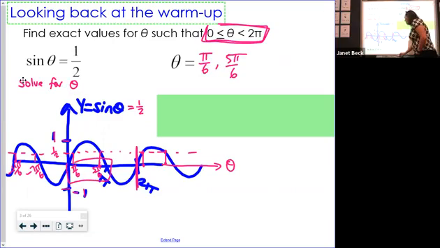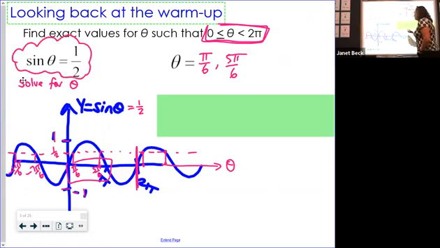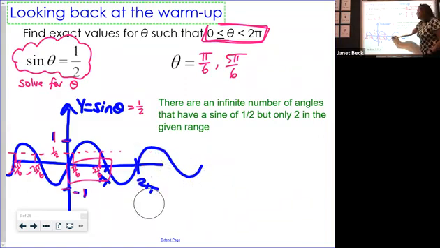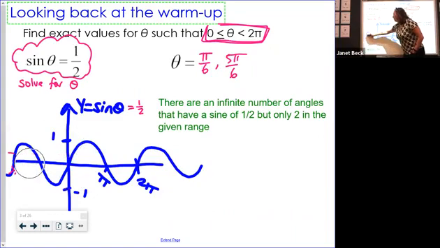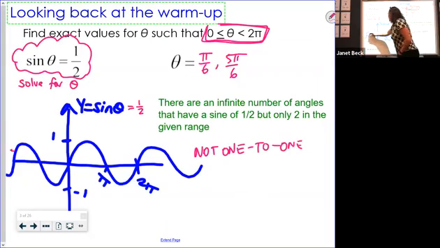But as an answer to this question, if we hadn't been asked to restrict the range, there would have actually been an infinite number of answers, because this wave keeps on going on and on and on forever. But look at this sine function. Remove all my scratchy work. Is it a one-to-one function? It's not one-to-one. It fails the horizontal line test.